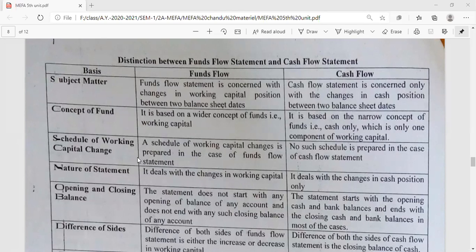Next, concept of fund. You can see the concept of fund. It is based on the wider concept of funds, that is working capital. Okay. This fund flow will be mostly concentrating on the working capital, right? This cash flow is a narrow concept of funds. Cash only, which is only one component of working capital. Here the working capital in the sense we have only the cash, right?